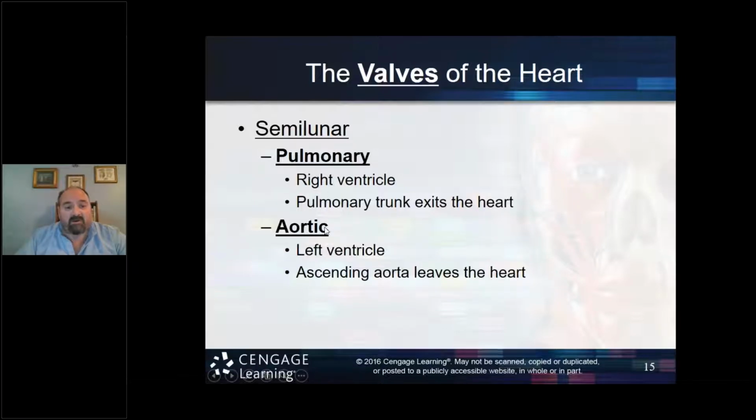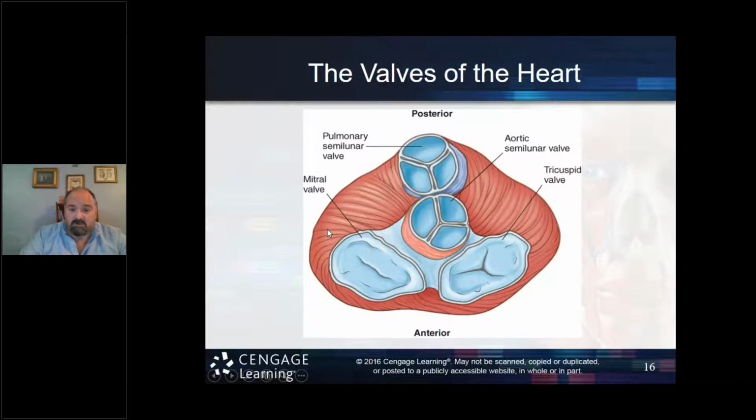Semilunar valves, the pulmonary and the aortic, or the pulmonic and the aortic. And here you're just seeing a little bit of a presentation as far as what they look like. Right? So here we have tricuspid, here we have bicuspid or mitral, and there we have the semilunar valves. And note with these semilunar valves, these are actually little cusps that are filling up with blood as the valve closes.